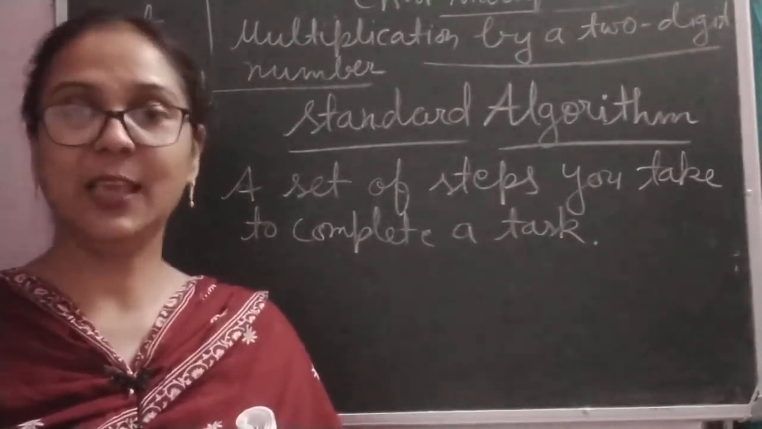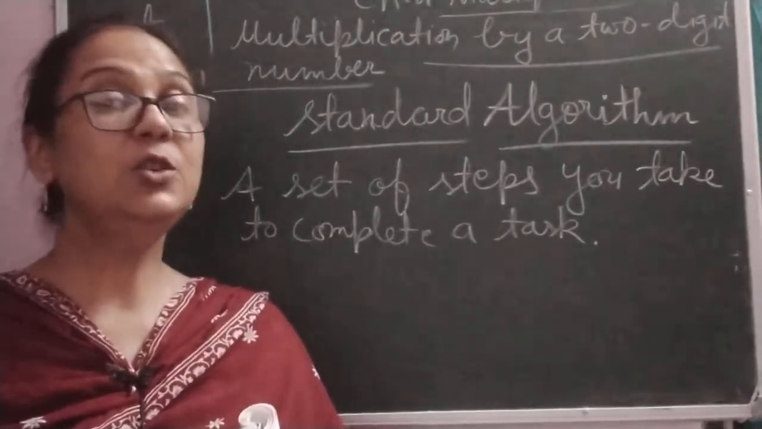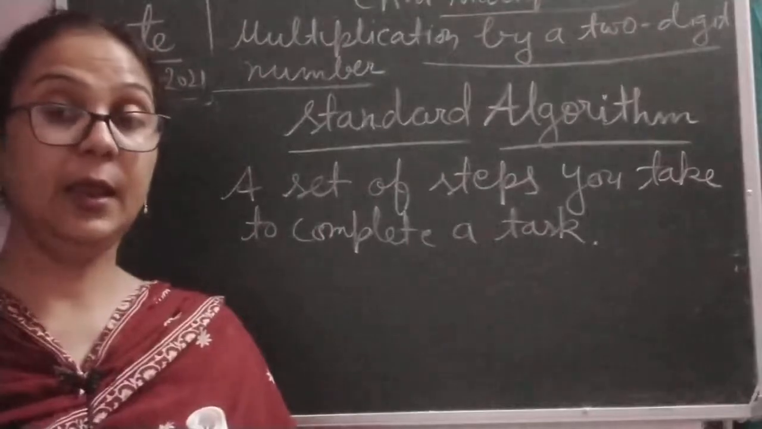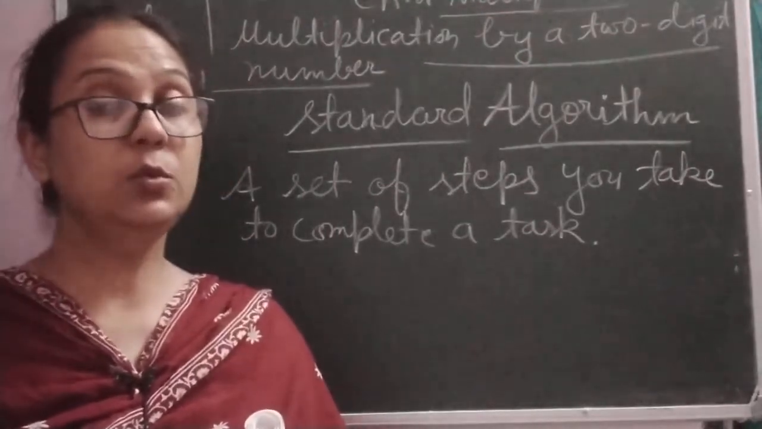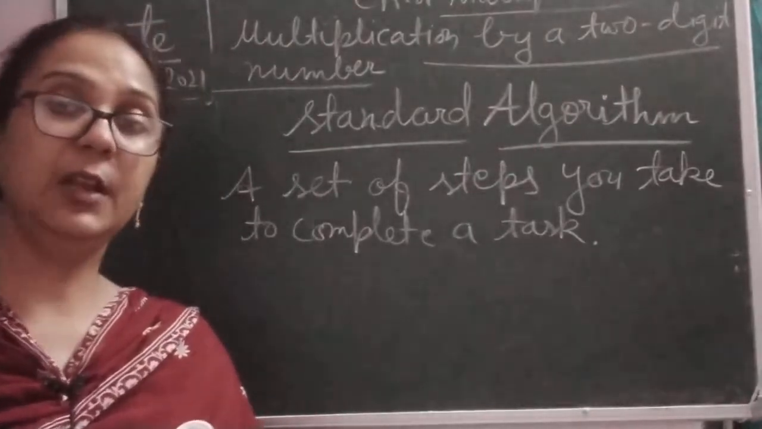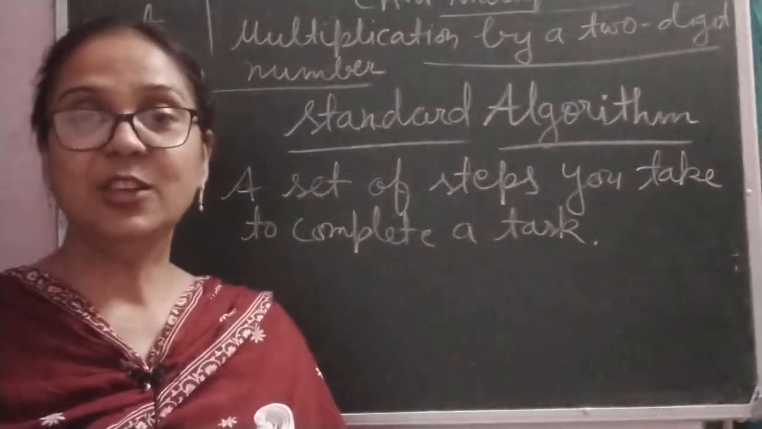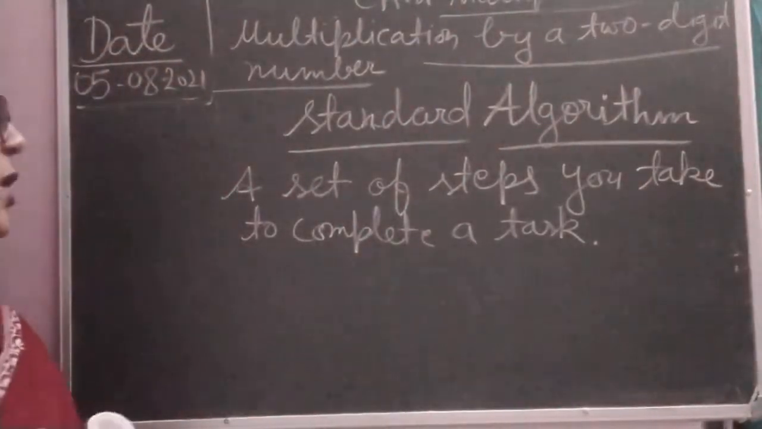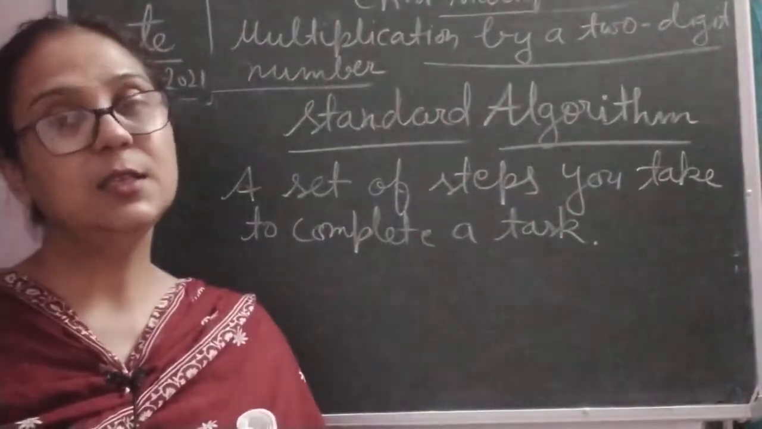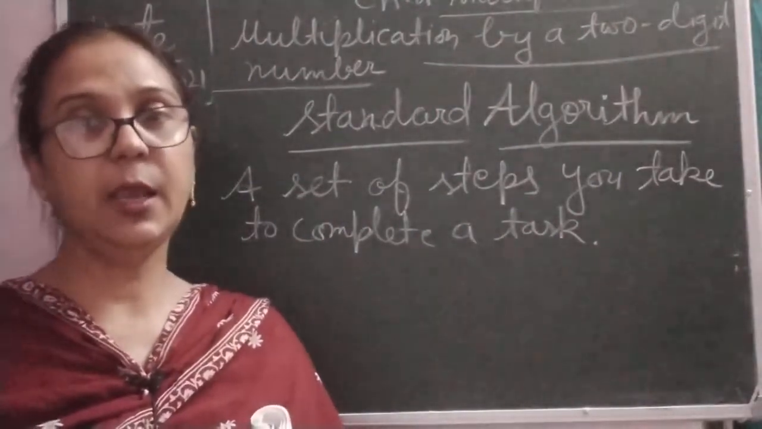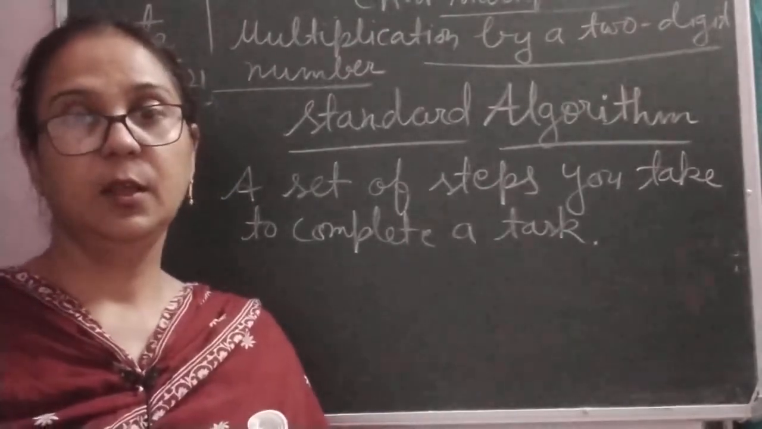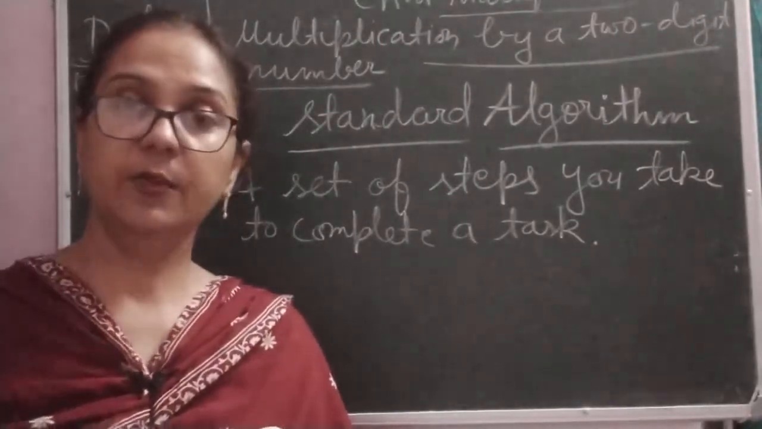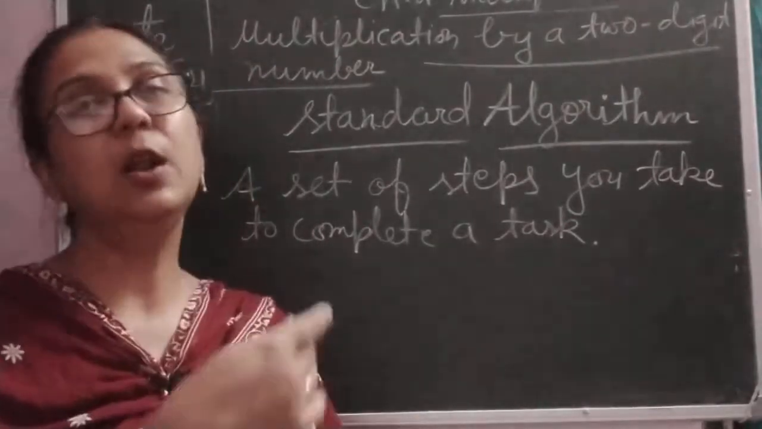Similarly, children, algorithm is the same process. When we are going to arrange the numbers in a proper way and then we multiply the numbers according to the places and after that we will get the product. So children, that is called algorithm. Algorithm means a set of steps you take to complete a task. This is the true meaning of algorithm. कोई भी काम करने के लिए जो steps हम लेते हैं to complete the task, यानी कोई भी काम पूरा करने के जो हम step process wise करते हैं, first step, second step, third step, that is called algorithm.